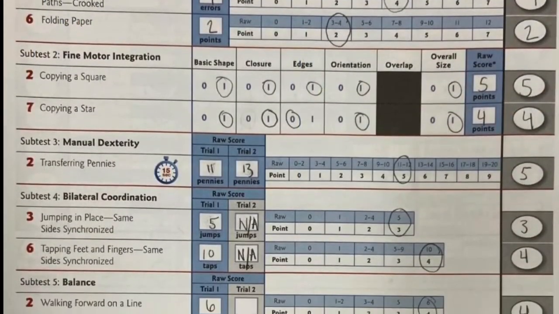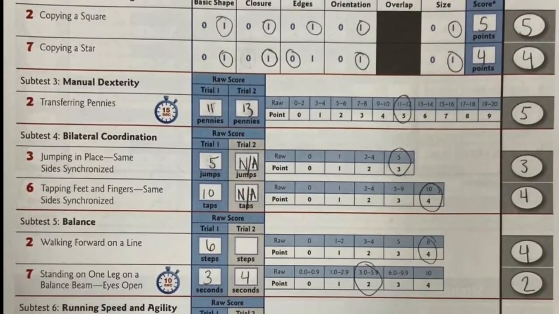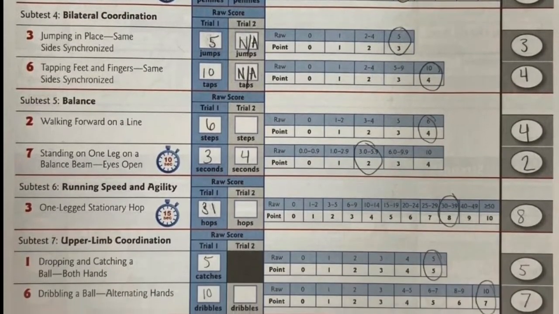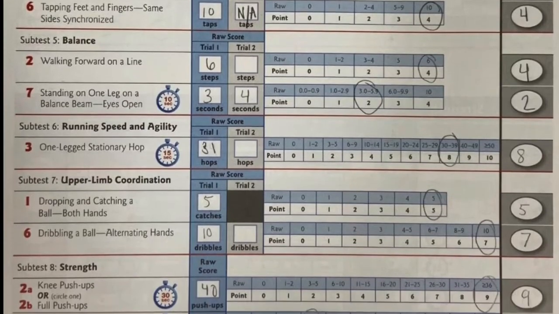The raw scores were then converted to point scores. The total point score for the short form of the BOT2 was a 59. The maximum total point score is an 88.